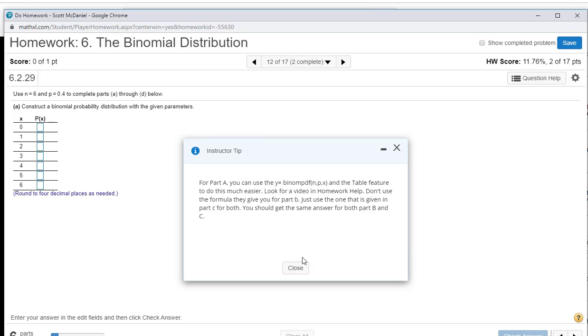Do not use the formula. And then you can just use the one that's given in part C for both. You should get the same answer for part B and C. So you don't need to use the formula they give you in part B. Keep that in mind.